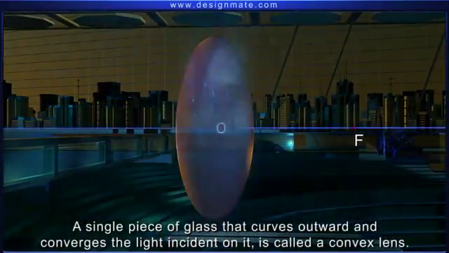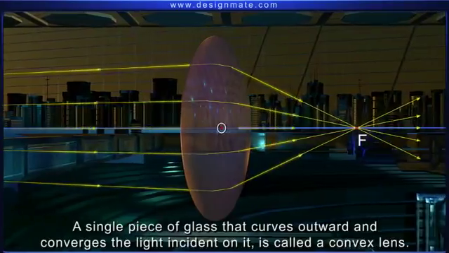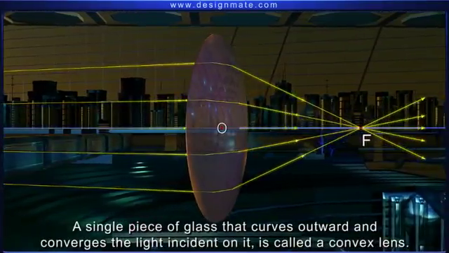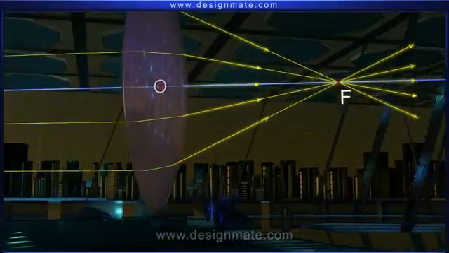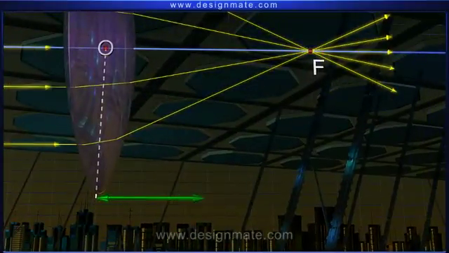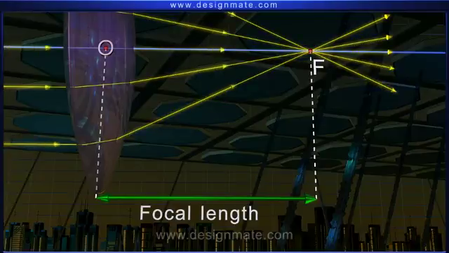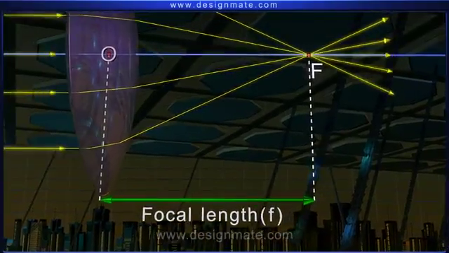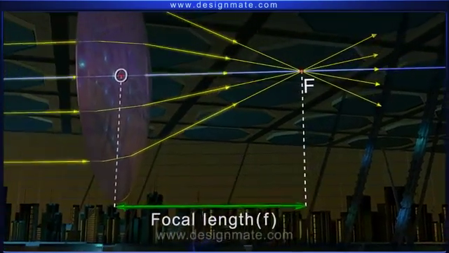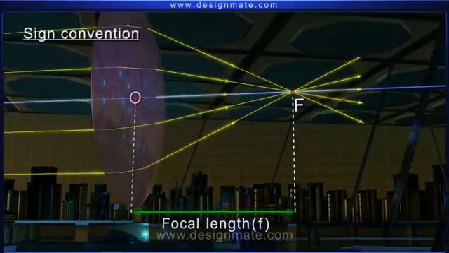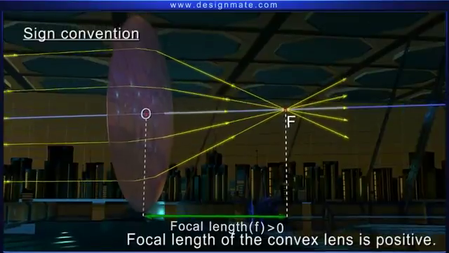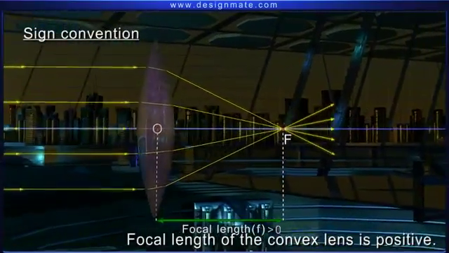A single piece of glass that curves outward and converges the light incident on it is called a convex lens. The distance from the optical center to the focal point is called the focal length of the lens and is represented by f. According to the sign convention, the focal length of the convex lens is positive.